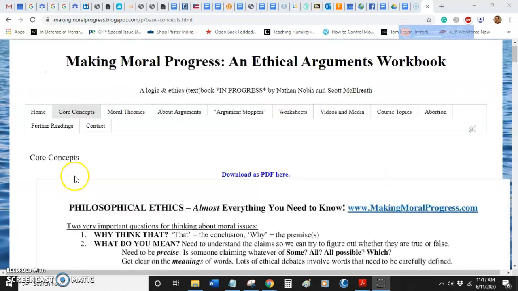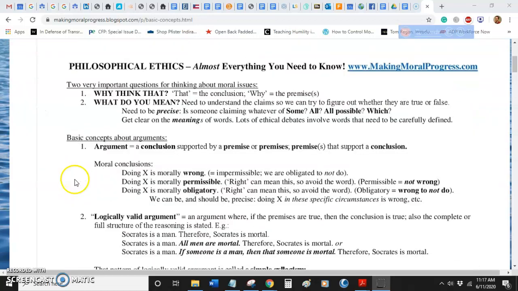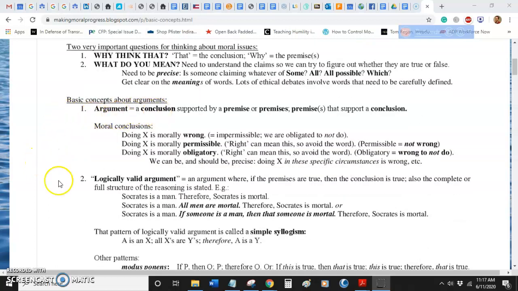All right, so this is a start on some of the basic concepts that we'll need. And we will be using these concepts throughout the class, continually asking why I think that, continually asking what do you mean. You'll want to start asking this all the time about everything in your life. And our main goal will be looking at arguments. What's the conclusion? What are the premises? What reasons are given for this?